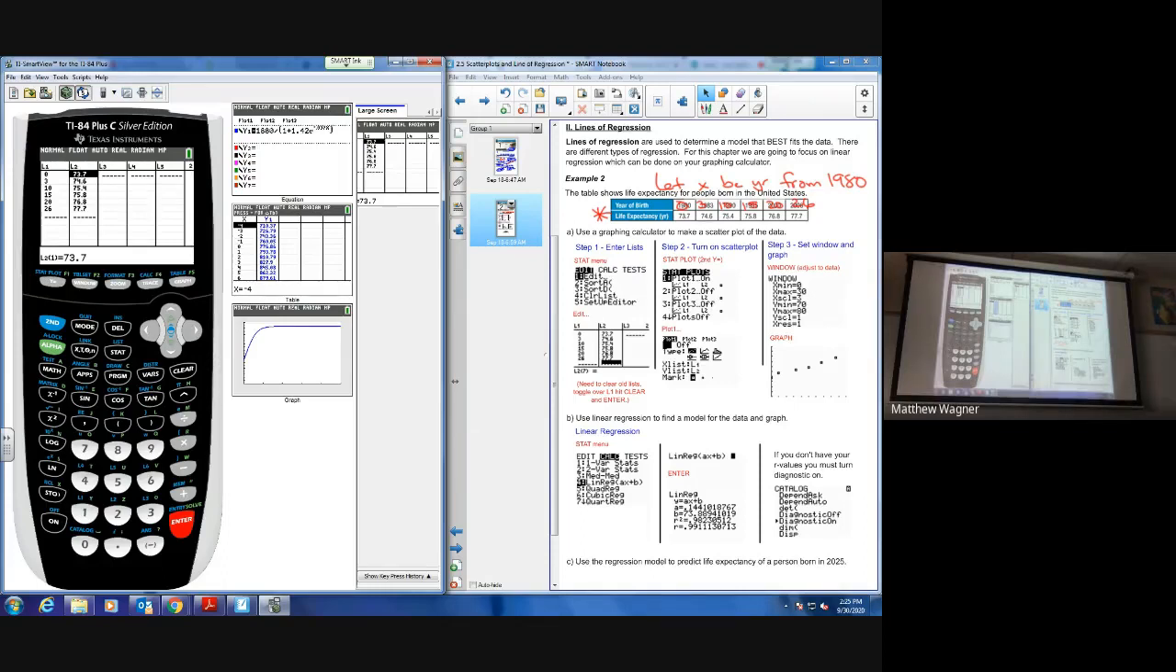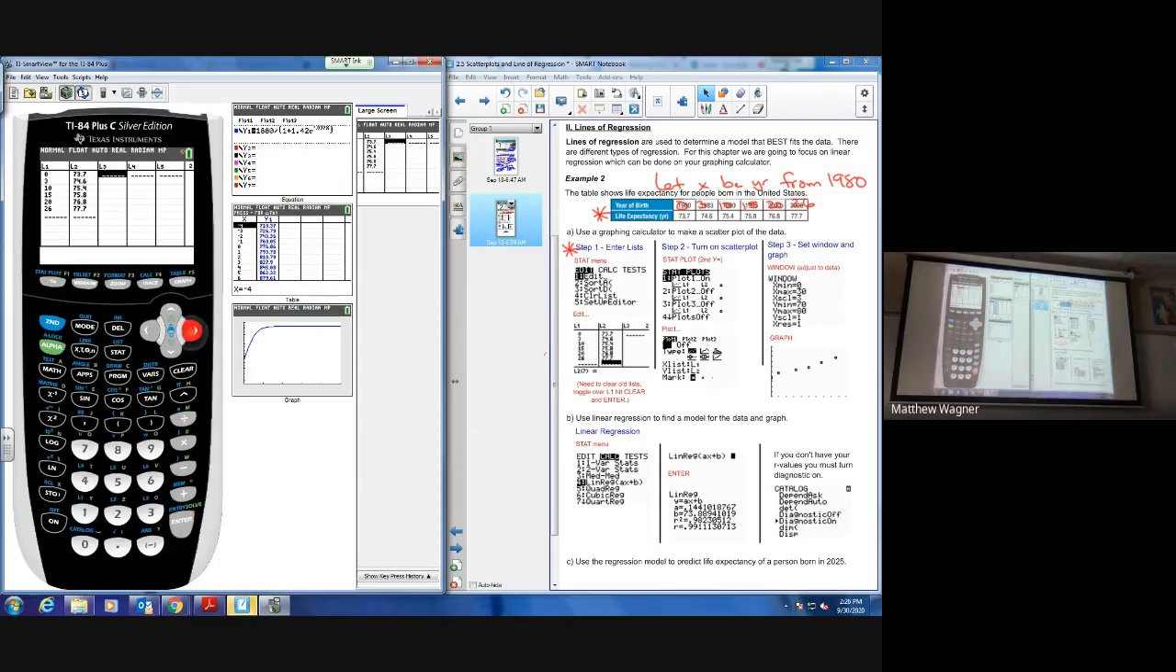Your Y values will go in list 2: 73.7, 74.6, 75.4, 75.8, 76.8, and 77.7. All right. So that is step 1. We've entered our lists. Okay.